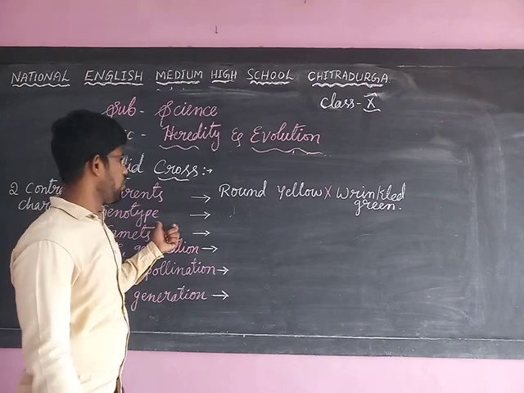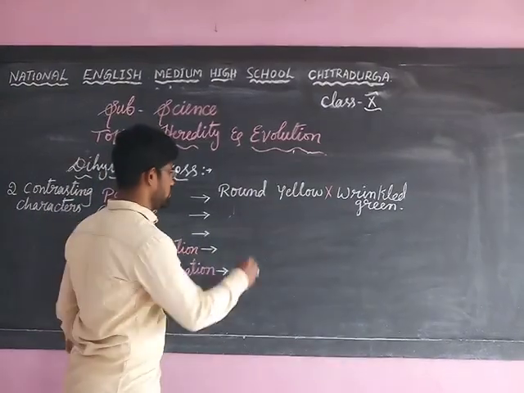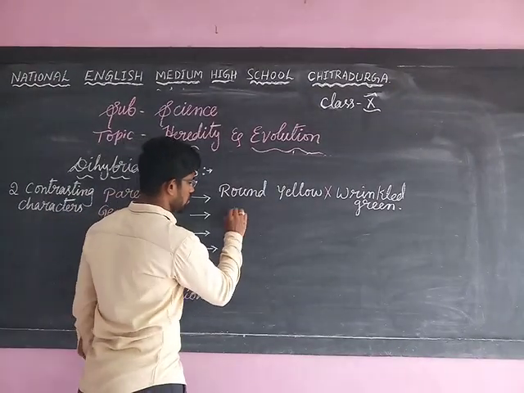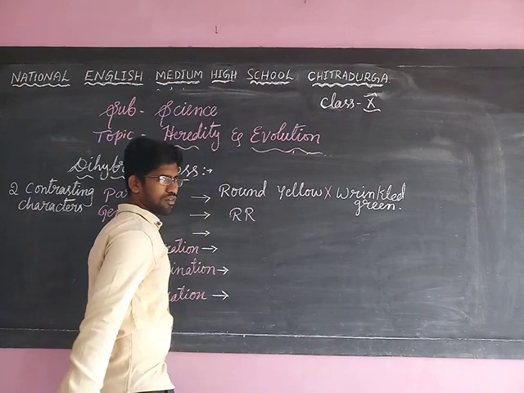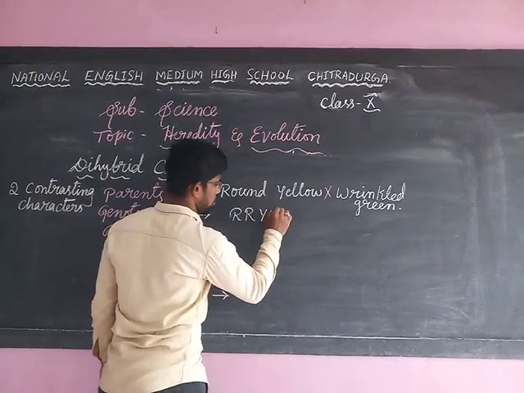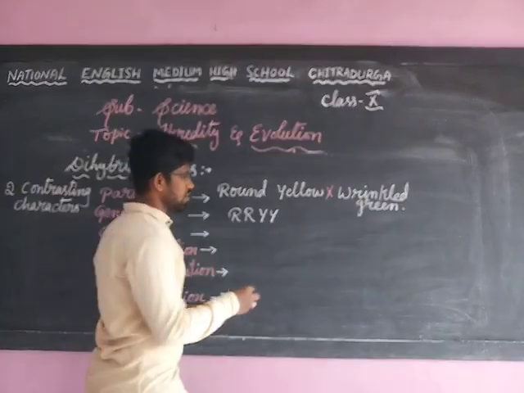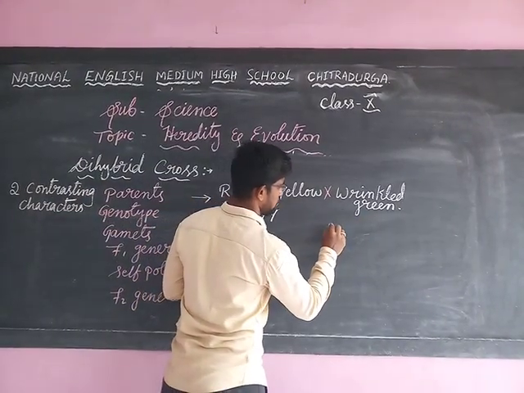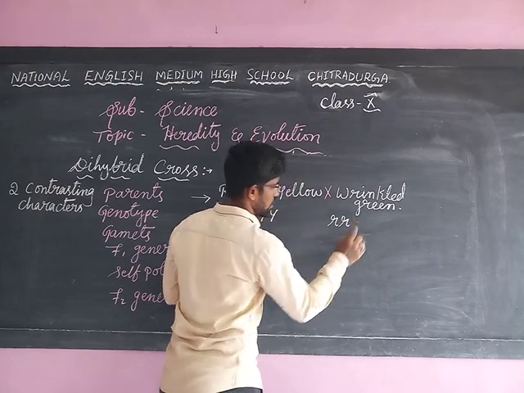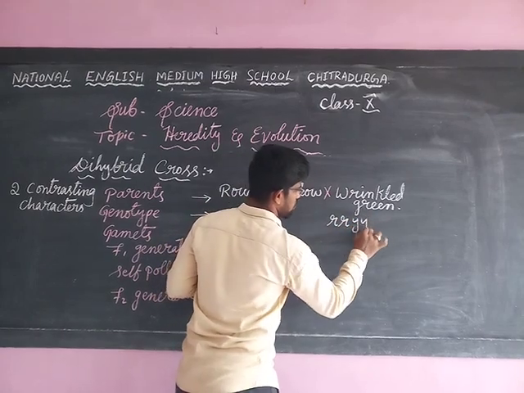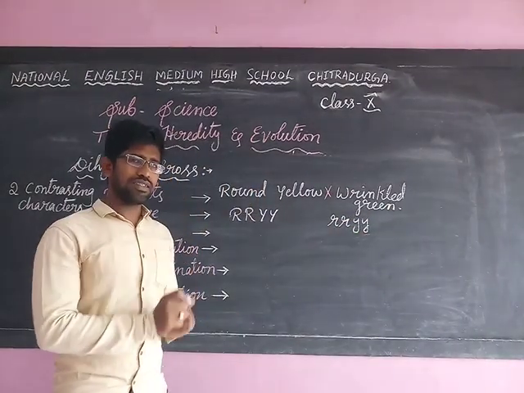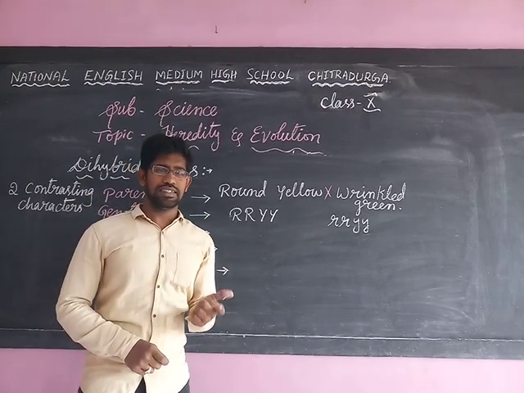Let's see what genotypes are present. The genotype for round is capital R, and for yellow capital Y. These are the genotype of round yellow. Then it is crossed with wrinkled green. For wrinkled the genotype is small r, and for green small y. I took this example so that it is easy to understand.